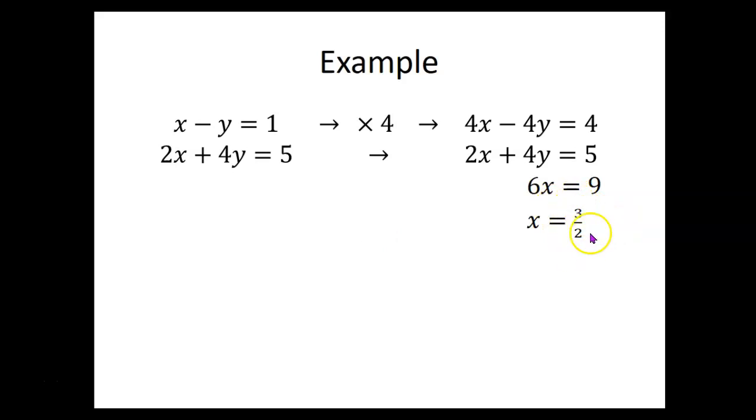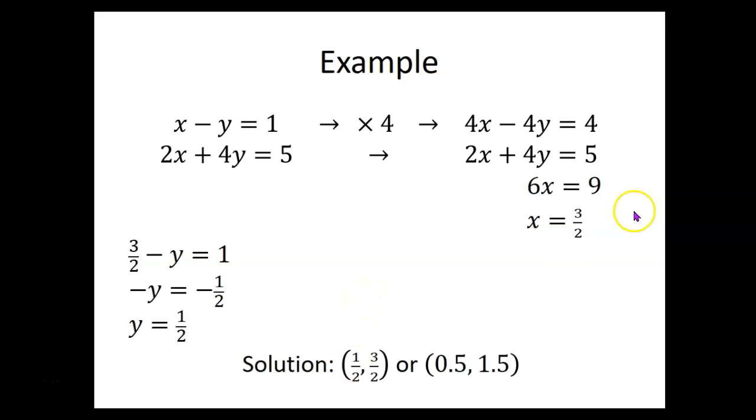And then if we go back and plug that in for x, well, we could use either one, but I'll use the top equation because it looks a little simpler. 3/2 minus y equals 1. Subtract 3/2 on both sides, you get negative y equals negative 1/2. Divide both sides by negative 1, you get y equals 1/2. So we have our solution.